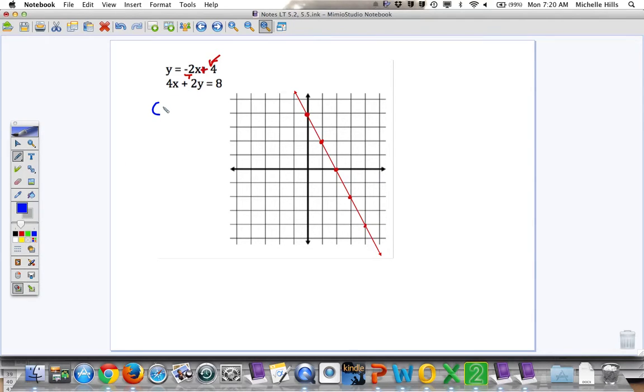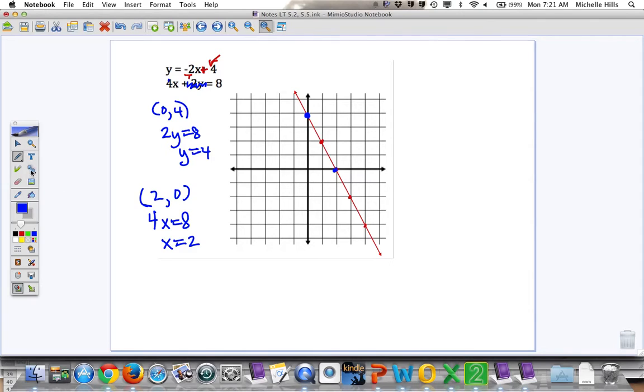So if I substitute 0 for x, I get the equation positive 2y equals 8. And when I divide both sides by 2, y equals 4. So the point (0, 4) is on my line. Now I'm going to go back and I'm going to substitute 0 for y instead. So this part becomes 0, and I get the equation 4 times x equals 8. Then when I divide both sides by 4, x equals 2.